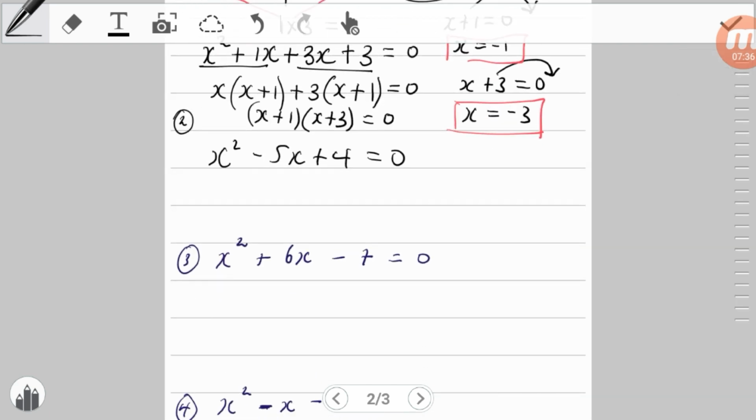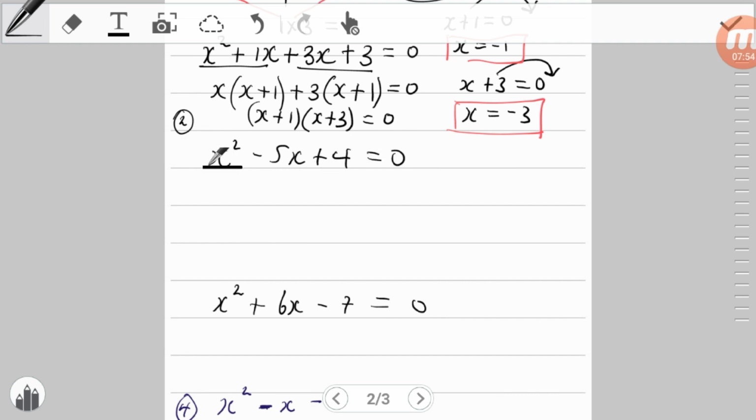Let's move right along now to another example. Here we have x squared subtract 5x plus 4 equals 0.